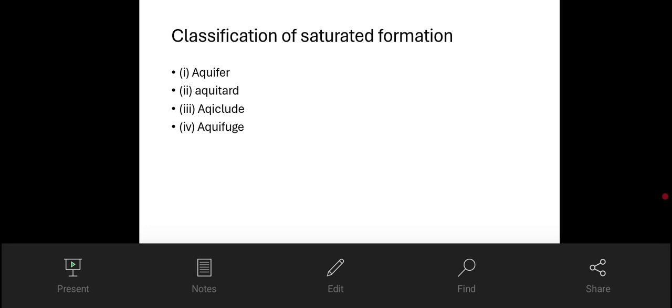Aquiclude: it is impermeable. It contains a large amount of water due to its high porosity, but is not capable of transmitting and supplying significant quantity. Example, clay. Aquifuge: neither porous nor permeable, and interconnected openings cannot transmit water. Example, massive compact rock without any fracture.